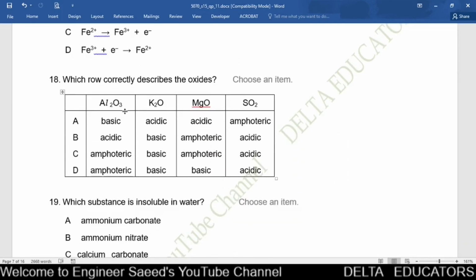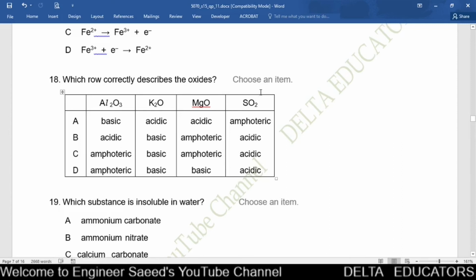Question number 18. Which row correctly describes the oxide? First oxide is given, aluminum oxide. Aluminum oxide is amphoteric. Amphoteric means it has the property of both acidic and basic oxides. Now amphoteric is given in C and D, so possible options are C and D. Second oxide is potassium oxide. Potassium is a metal. Metallic oxide is basic oxide. Now here it is magnesium oxide. Magnesium oxide, again magnesium is a metal, so it will be basic oxide. Now basic oxide is given in option D, so our correct option is option D.